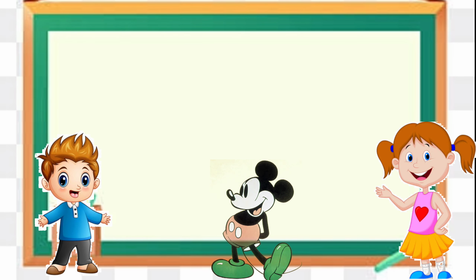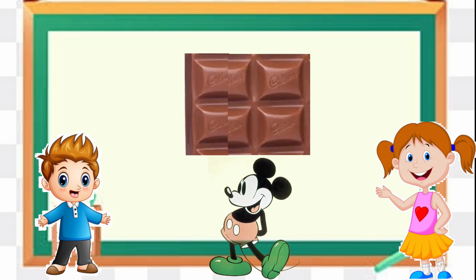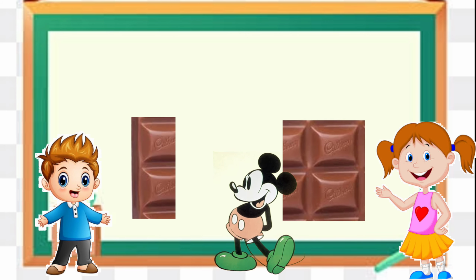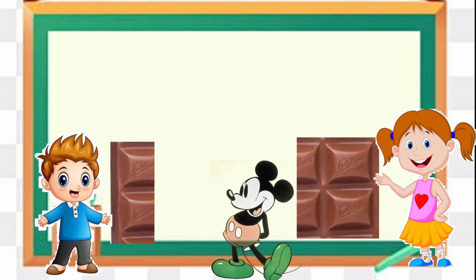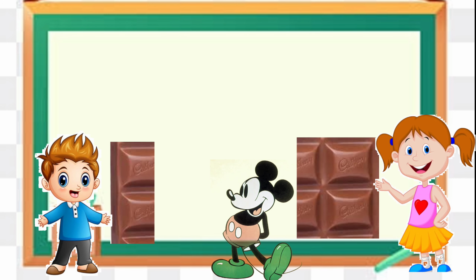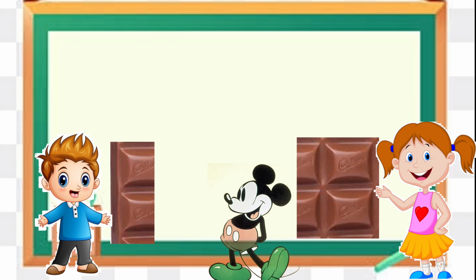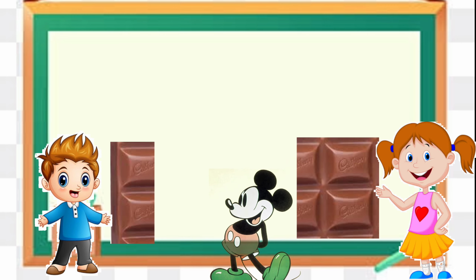So let us begin. Ricky and Nikki were hungry. Mickey had one chocolate. He quickly made two pieces of the chocolate and gave it to them. I got less of the chocolate. That's true. I really got the bigger piece. Oh, I'm sorry. It's because I broke it in a hurry.